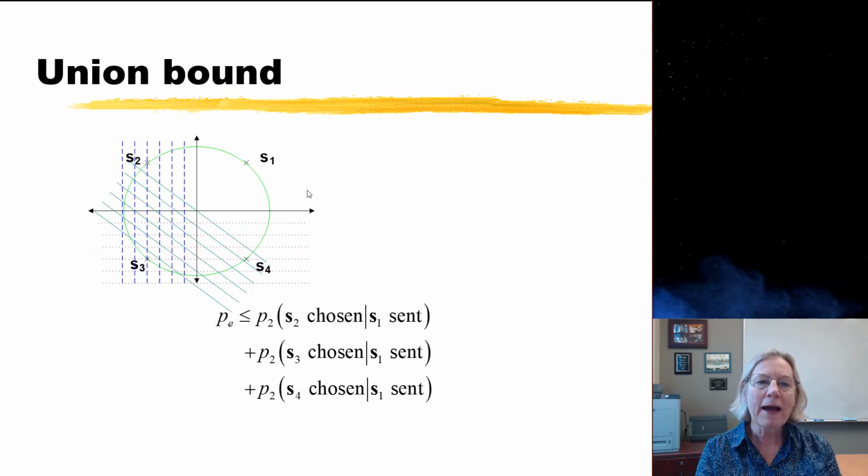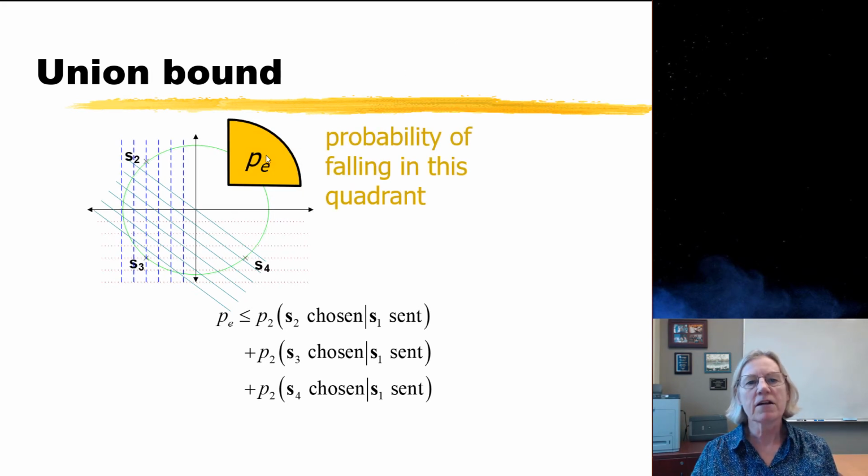Now, what the union bound says is that the real probability of error is the probability of falling into this one little wedge, or this quadrant. But that is going to be upper bounded by doing a sum of all these other pairwise probabilities. So for sure, the probability of falling in each one of these three regions that I've determined here, these three probabilities, that's going to be a bigger probability than the true probability, which is falling into this one quadrant.